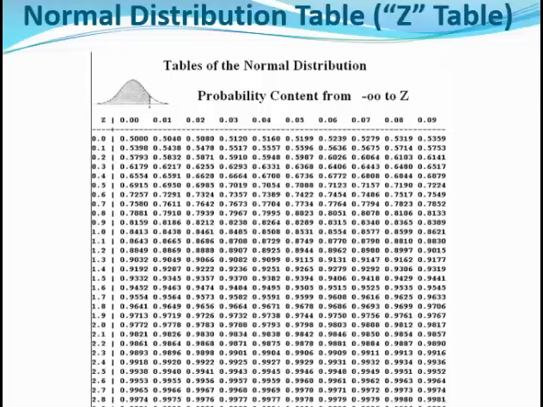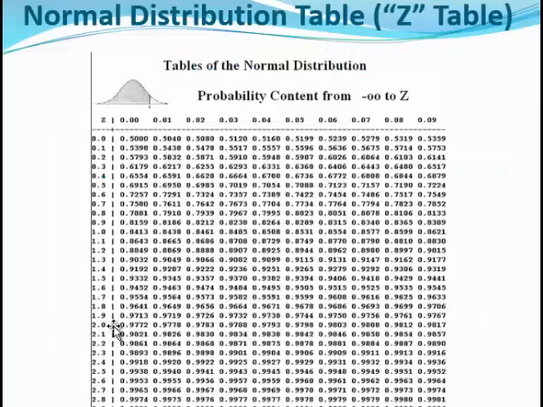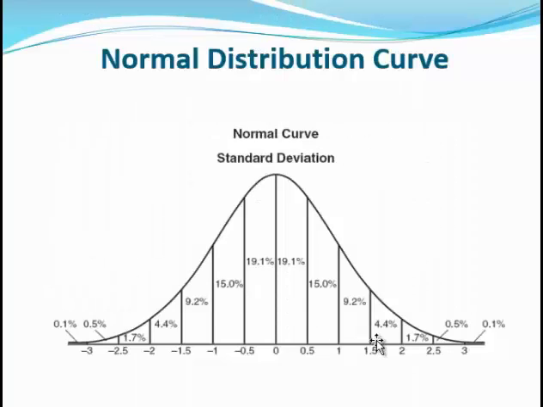It's not counting both sides. In this chart, when I said 2 standard deviations either way, when the distribution table says up to 2 standard deviations above, it's referring to everything to the left of this number over here. In other words, it's including all of this, including this area down here. It means up to 2 standard deviations above.